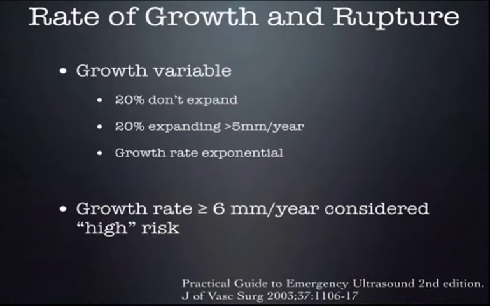Also, the growth rate is not a constant. It actually is exponential. In other words, the larger the AAA gets, the quicker it grows. A growth rate that is high risk for rupture is greater than 6 millimeters per year. So if you're scanning a patient, discover an AAA, and they say that they have a history of AAA, it may be worthwhile to compare your measurements to their last CT or their last ultrasound measurement. If they're growing at a rate greater than 6 millimeters per year, you may want to give them some urgency to get back in touch with their vascular surgeon.